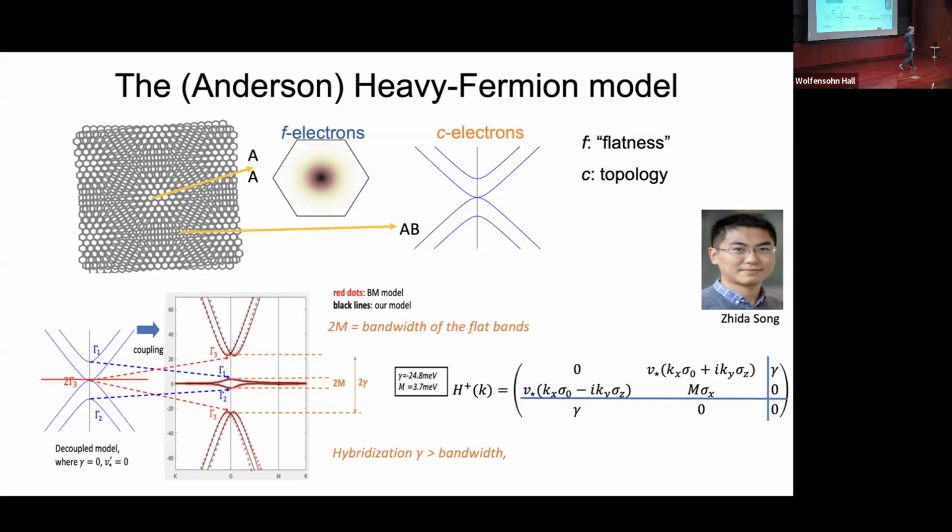Now, generically, if I have the Berry curvature, so generically what I would do, for example, let's just take a topological insulator.